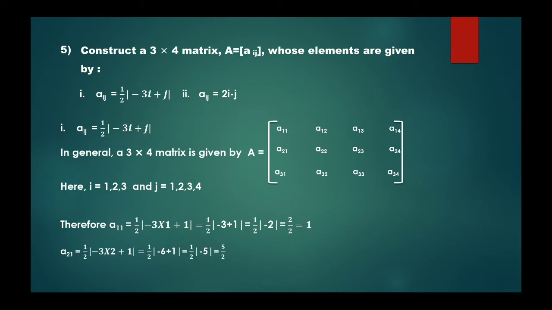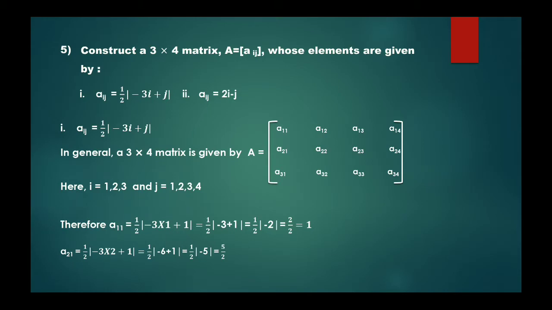Now for A11, we substitute: A11 is equal to half into mod of minus 3 into 1 plus 1. We just keep changing the i values first. You can go in any order you feel comfortable. I am going first by changing the i values. So that's half into minus 3 plus 1, which is minus 2. So you get half into mod of minus 2. Since we have a mod, minus 2 becomes 2. So half into 2 becomes 2 by 2, which gives us 1.